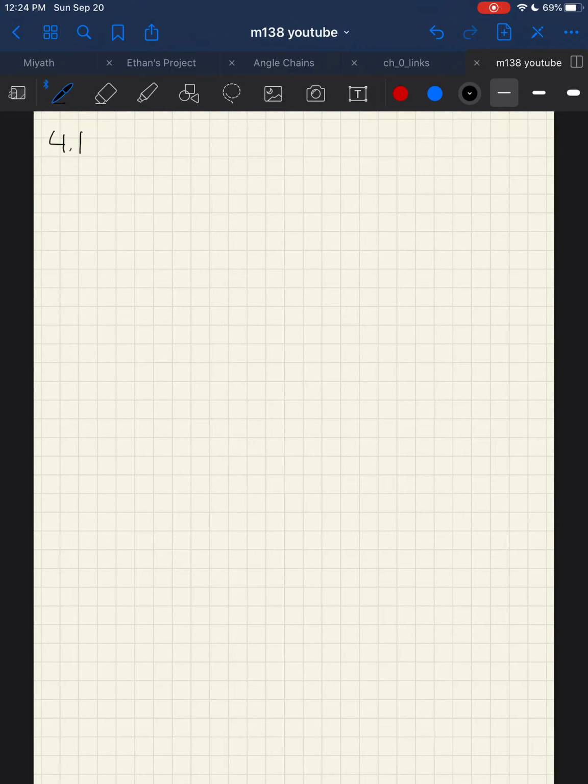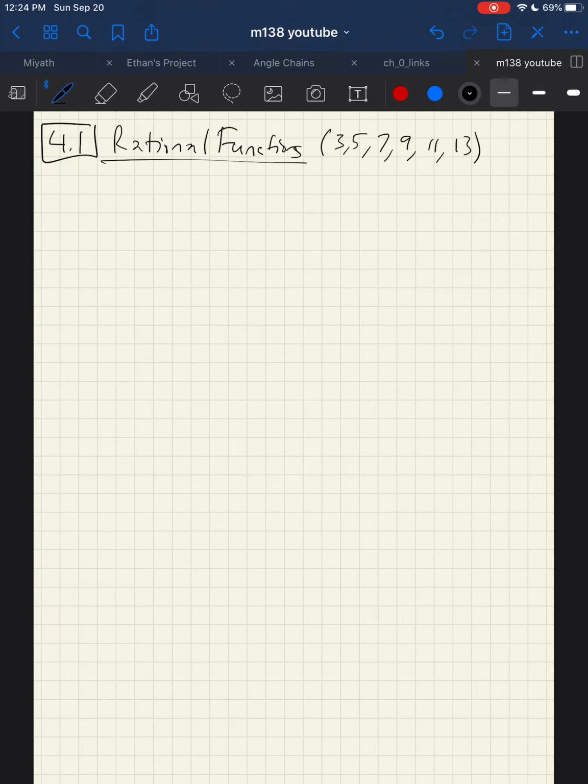So now we're going to talk about section 4.1, rational functions. Rational functions are basically ratios of polynomials. Your suggested exercises are 3, 5, 7, 9, 11, and 13. So the main idea is, of course, rational functions, and we've seen a few of these here and there so far in class.